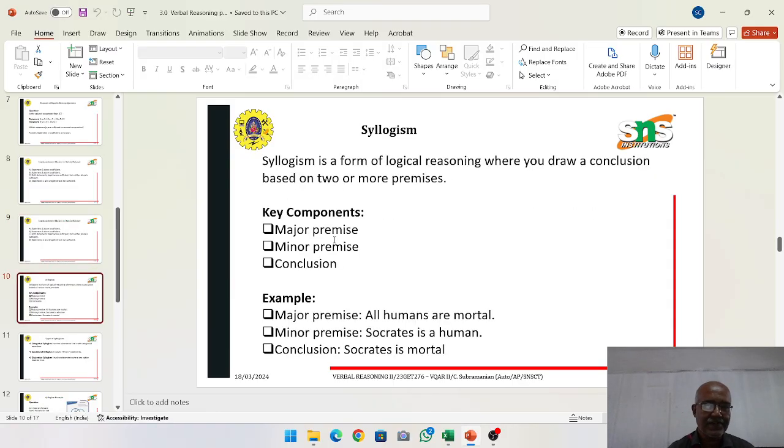Next, we see about syllogisms. Syllogisms are similar to data sufficiency, but here there will be a major premise, a minor premise, and a conclusion as key components. For example, major premise: all humans are mortal. Minor premise: Socrates is a human. Conclusion: Socrates is mortal. So Socrates is mortal only, and the premises are sufficient for us.